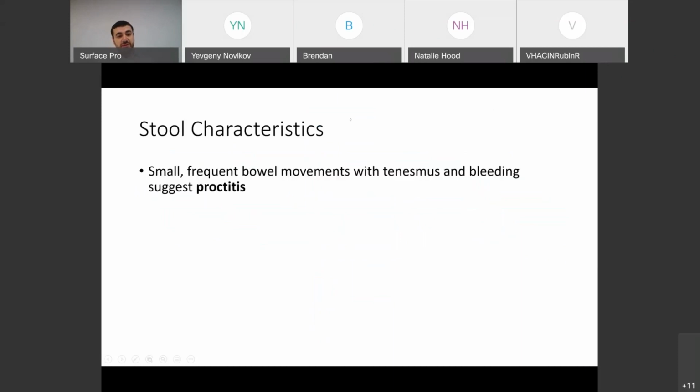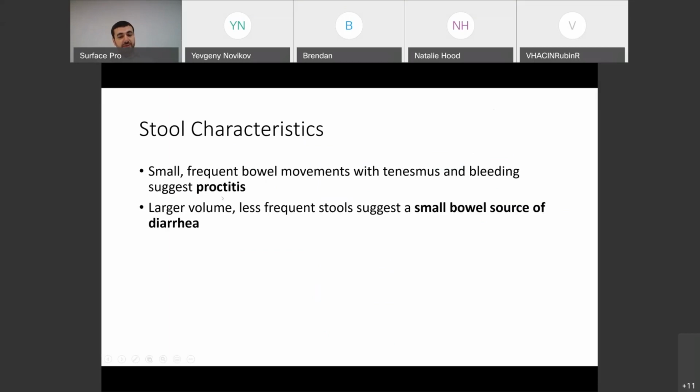If you're having small, frequent bowel movements with tenesmus and bleeding, then think of inflammation in the rectum, or proctitis. That could be caused by a number of things, but the point is that's what it should make you think of. Large volume, less frequent stools suggest a small bowel source of diarrhea. So again, this could be IBD in the small bowel, or a number of other things.